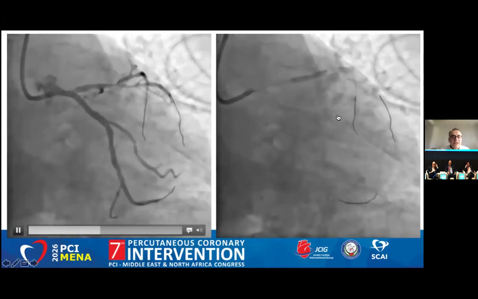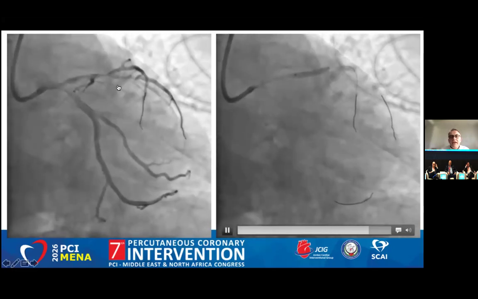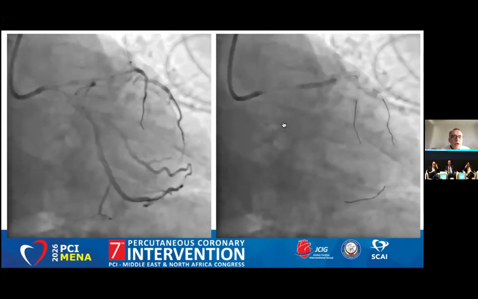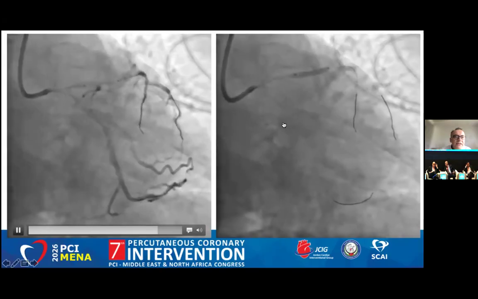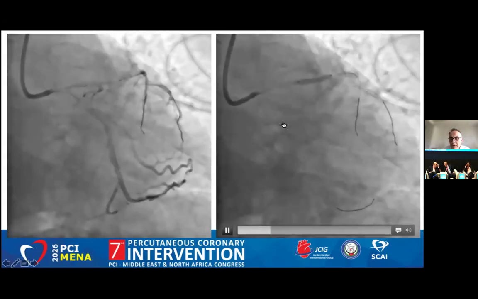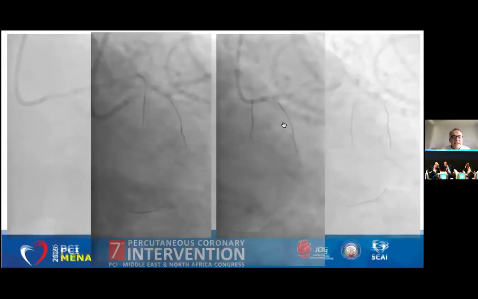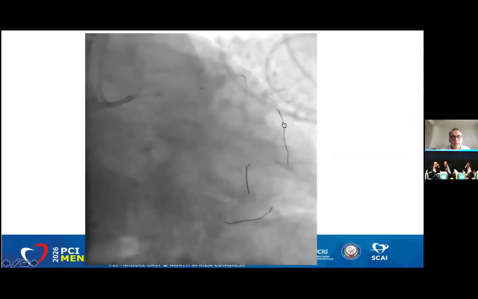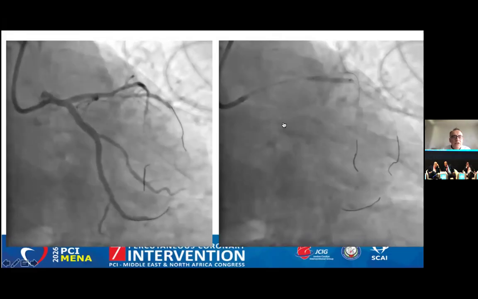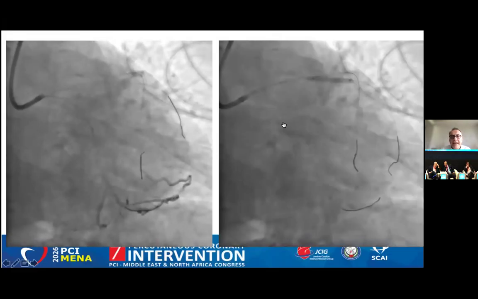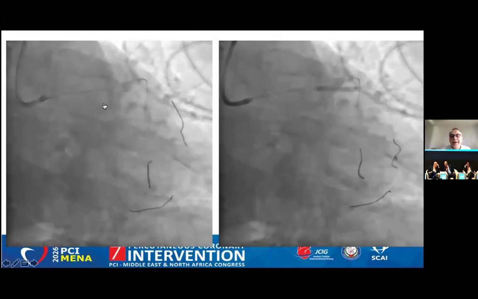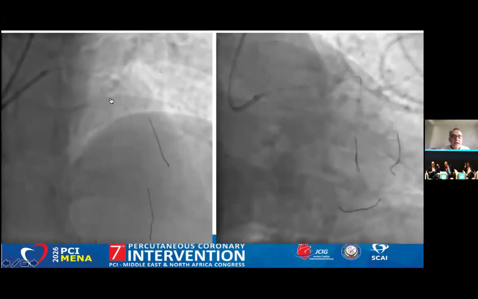So we did preparation. We use NC balloons, and here you have seen 3 dots. We use a lot of scoring balloon. As I told you, first we treat the LAD, right? We have to make sure the LAD doesn't need any stent, and then we can do the side branch.